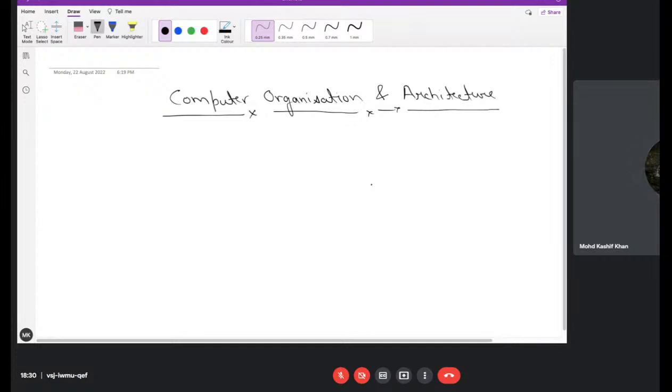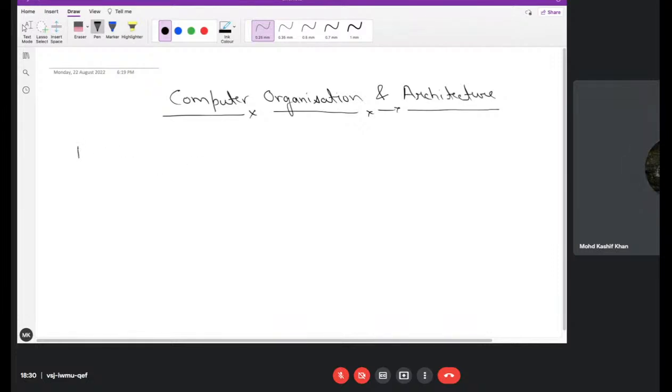Okay, so two subjects are very key subjects if you want to hold a very top rank, or you can say a top 100 rank. One is computer networks, and the other is computer organization and architecture. So this computer organization and architecture, we will complete it in three modules. We have to complete this complete subject in three modules.